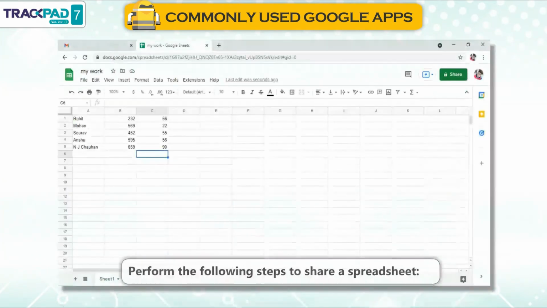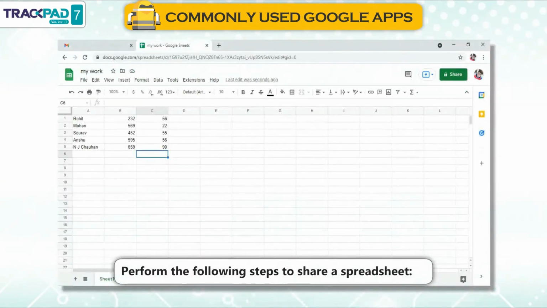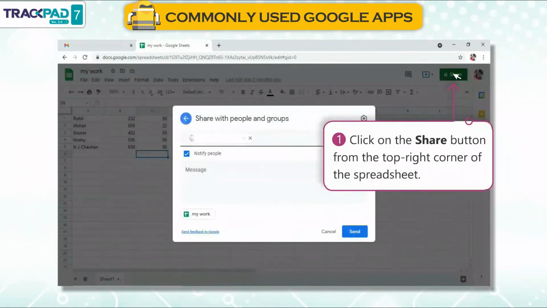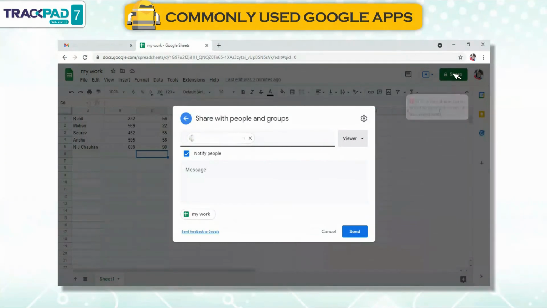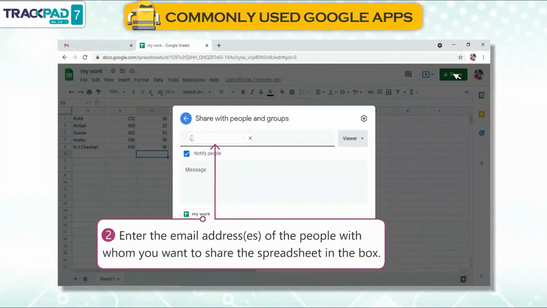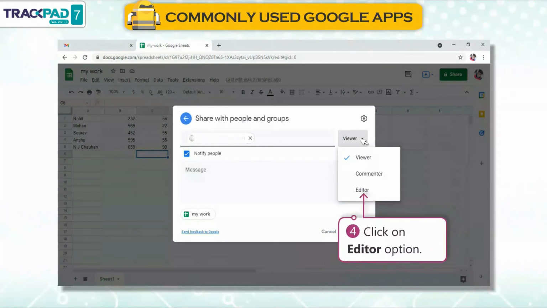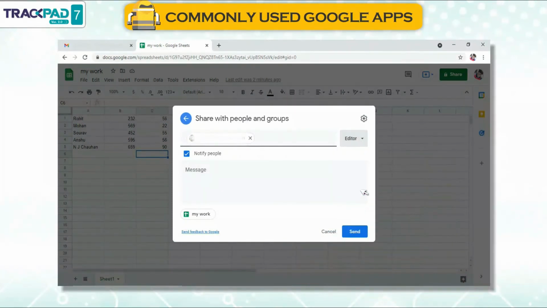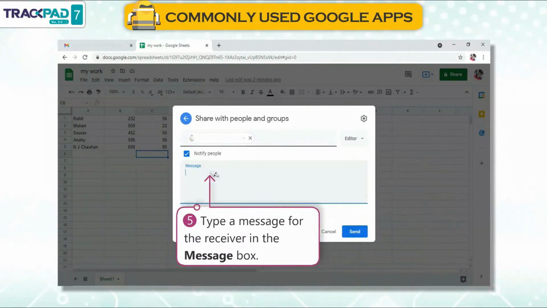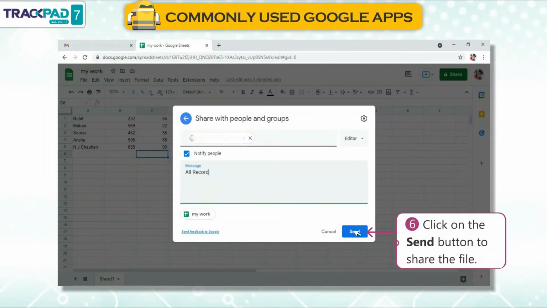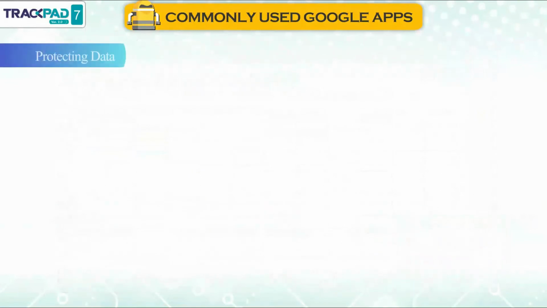Sharing a file. Perform the following steps to share a spreadsheet. First, click on the Share button from the top right corner of the spreadsheet. Second, enter the email addresses of the people with whom you want to share the spreadsheet in the box. Third, click on Editor down arrow. Fourth, click on Editor option. Fifth, type a message for the receiver in the message box. Sixth, click on the Send button to share the file.